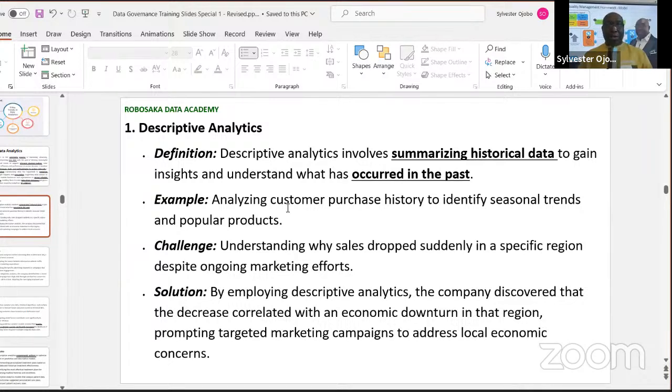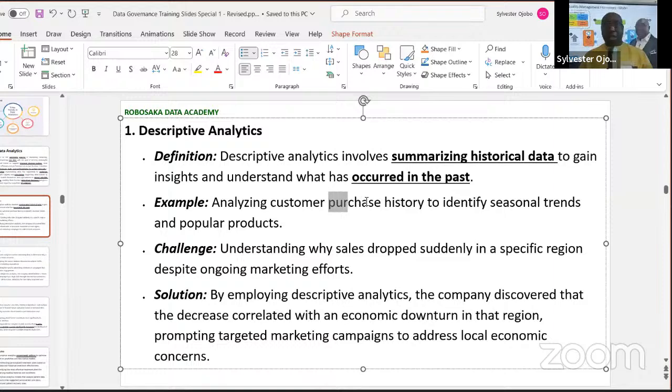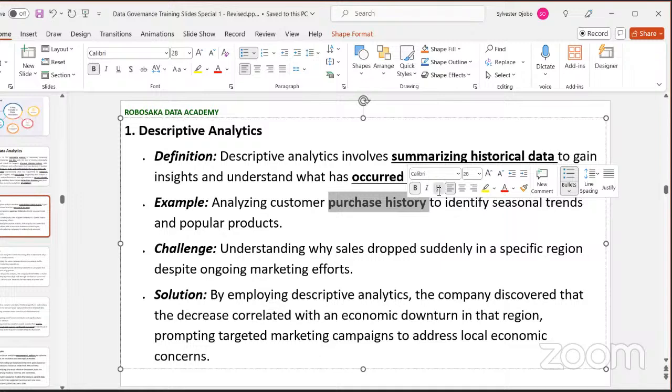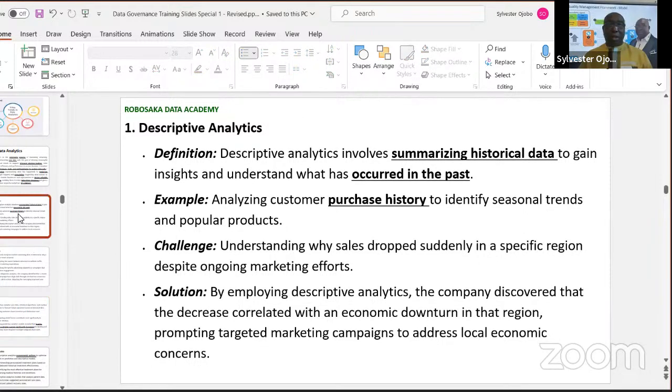Now, an example of such is what? Analyzing customer purchase history, to identify seasonal trends and popular products. Have you been approached before, if you buy something on a platform, that says, oh, you have done this before, I think you may want to look at it again? So they look at your history.